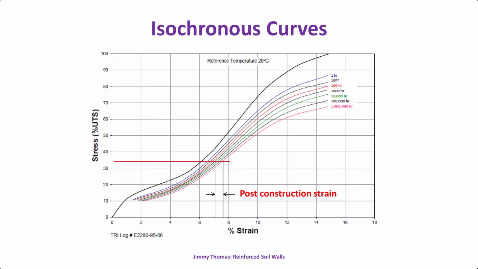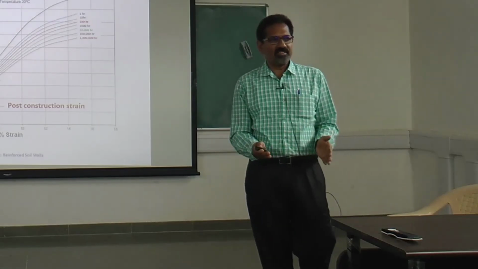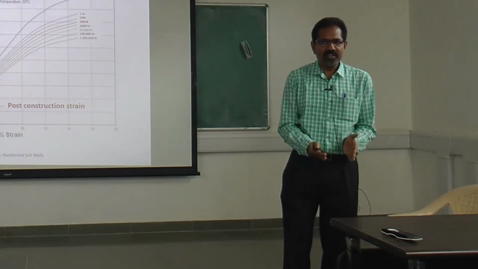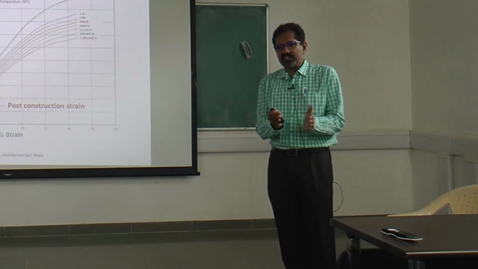Now, how to estimate the post-construction strain? Again, we have what are known as isochronous curves. This gives the stress as a percentage of ultimate tensile strength from 0 to 100%. This gives percentage strain, and this gives different times. From the creep testing we have this data. Now my limit is actually on the post-construction strain. Some strain may happen during construction, so that is fine. So after I have completed the wall, how much strain happens after that?